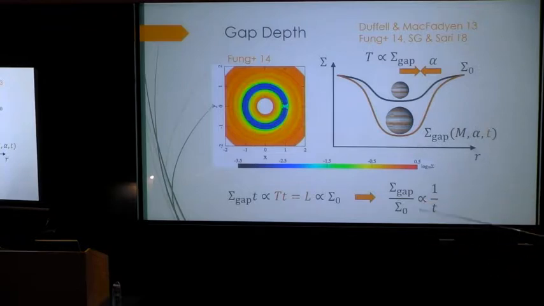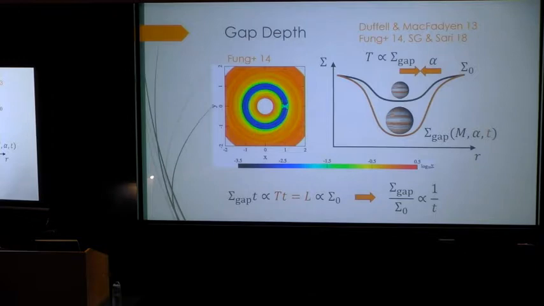What we actually do, we solve for the density profile of the gap, and we follow the propagation of density waves across this gap. And when you do this properly, you can show that you still get a power law, but it's not that simple. It's not 1 over t. It's a slightly different power law. But the motivation or the intuition is given by this slide.